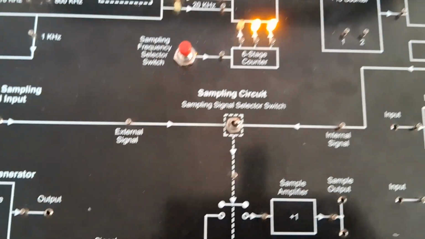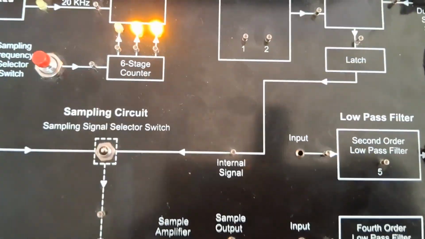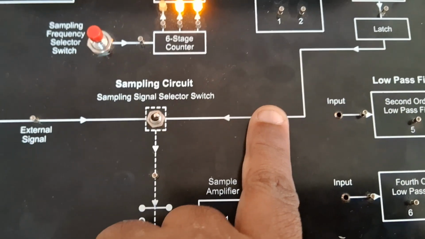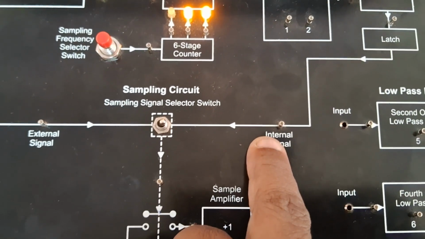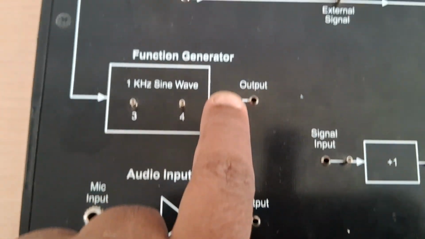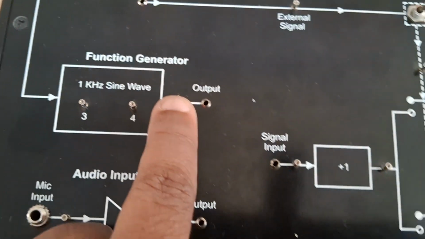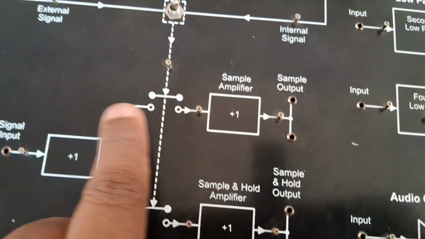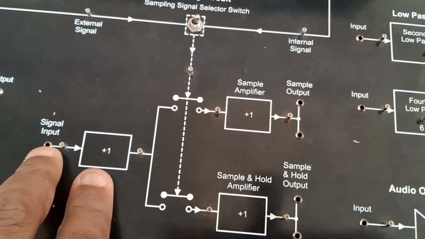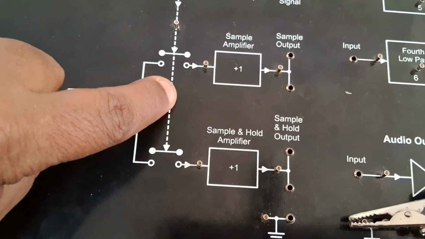Now we'll see how sampling takes place. From here the sampling clock is generated at this particular point, where you have the sampling frequency which can be observed. At this point you can observe the analog waveform, the function generator generating 1 kilohertz. Now where is our sampler? This is the sampler. You apply the analog input here, and here the sampling clock is applied.